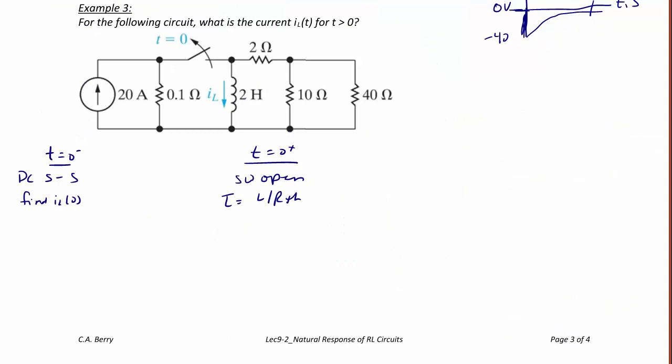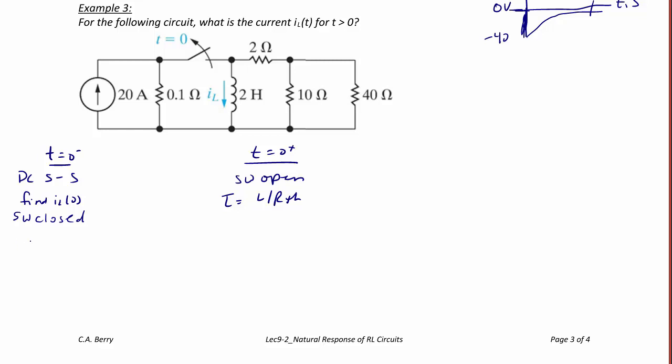So now let's try example 3. For the following circuit, what is the current IL of t for t greater than 0? Just like before, to analyze this problem, we draw it at t equals 0 minus and t equals 0 plus. At t equals 0 minus, the switch is closed, and we use it under DC steady state conditions to find IL of 0. At t equals 0 plus, the switch is open, and we use that circuit to find tau equal to L over R Thevenin.